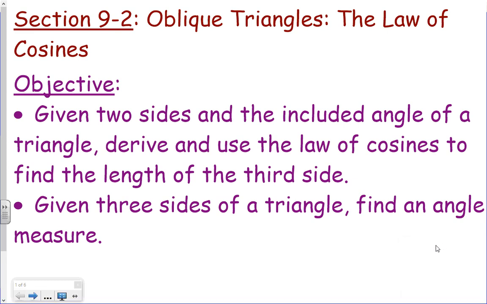All right, open up your book to section 9-2. We're on page 444 in your book, and the title of this section is Oblique Triangles, the Law of Cosines.